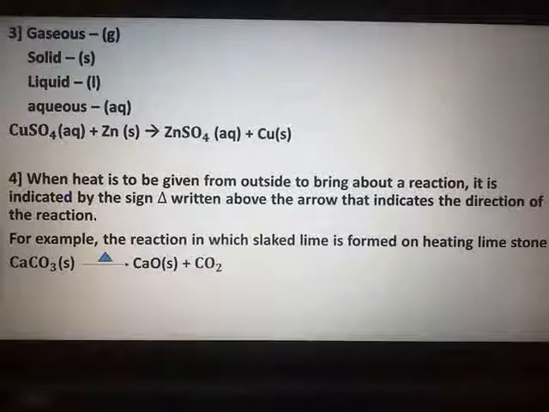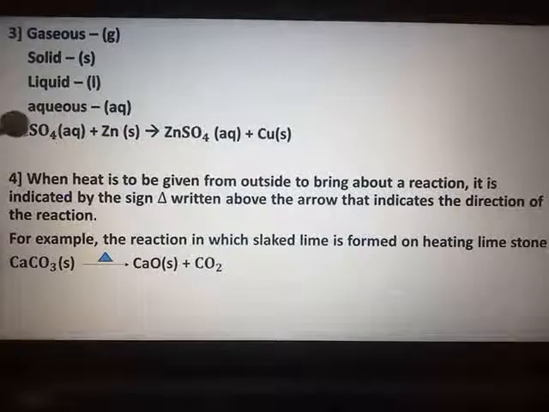For gaseous reactants or products, it is indicated by a small g inside the bracket. Solid by small s, liquid small l, and aqueous is aq. Aqueous means when anything is dissolved in water.